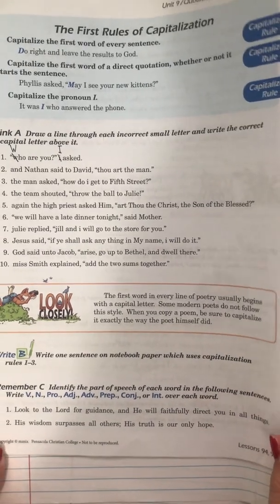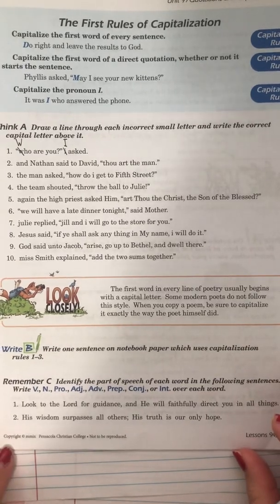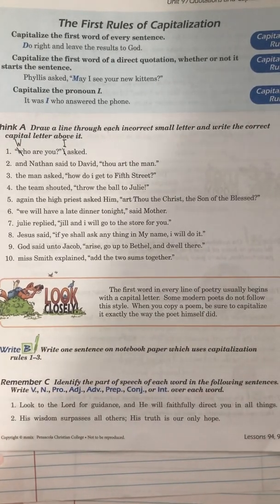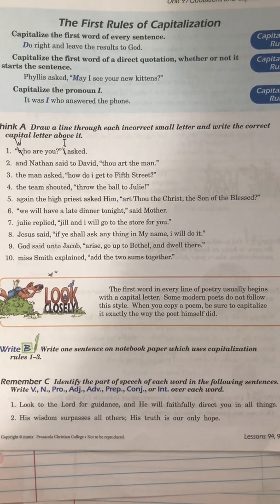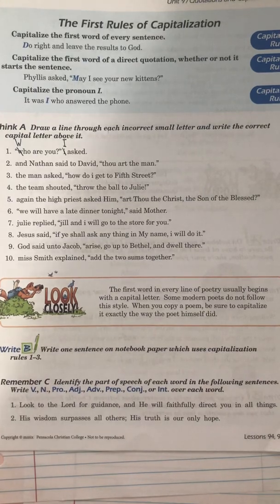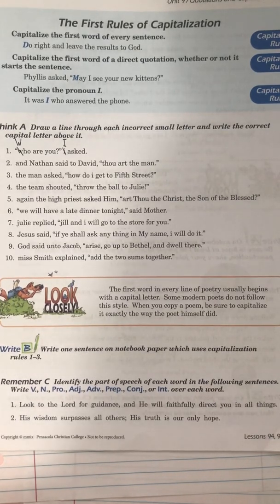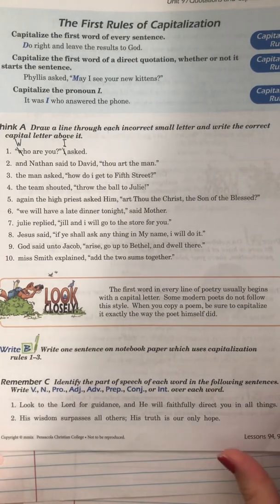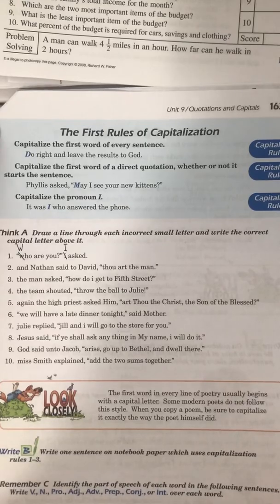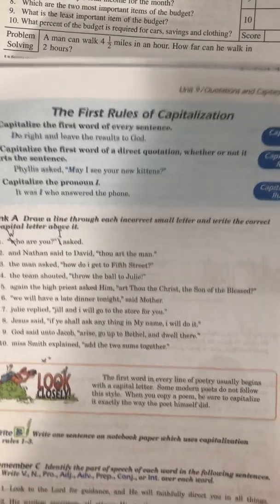Okay, so here for Write B, it says to write one sentence on notebook paper which uses capitalization rules 1 through 3. So it just means that you're going to write a few sentences, one in which the first letter is capitalized, another in which the first letter of a quote is capitalized, and another where you use the letter I, the pronoun I. So it's quite easy using the rules right here from the top as we learned.